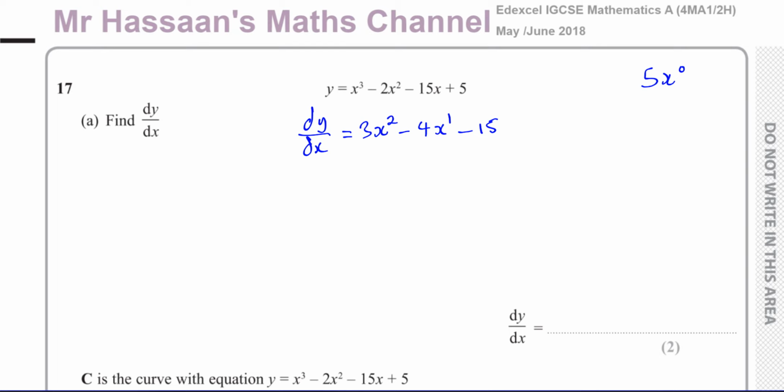So basically that is how you differentiate this. We don't need to write the 1 here in the power, so we can just write our answer in the space as 3x squared minus 4x minus 15. So nice simple part A.